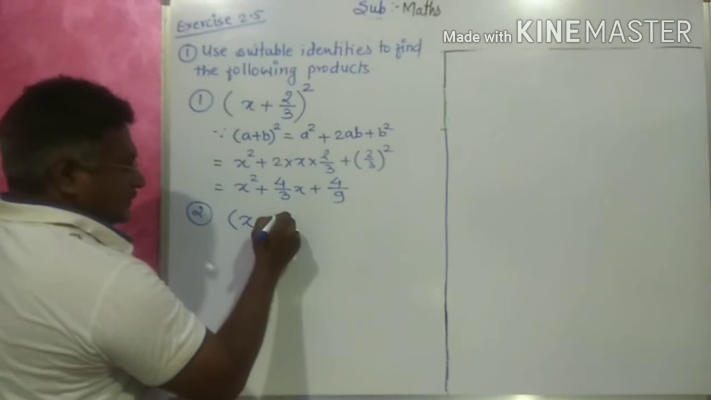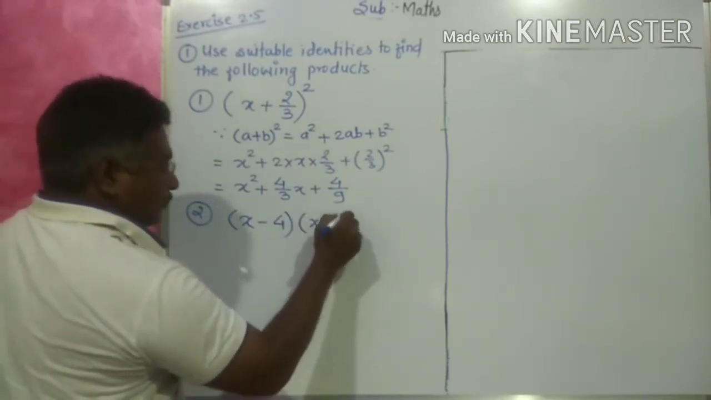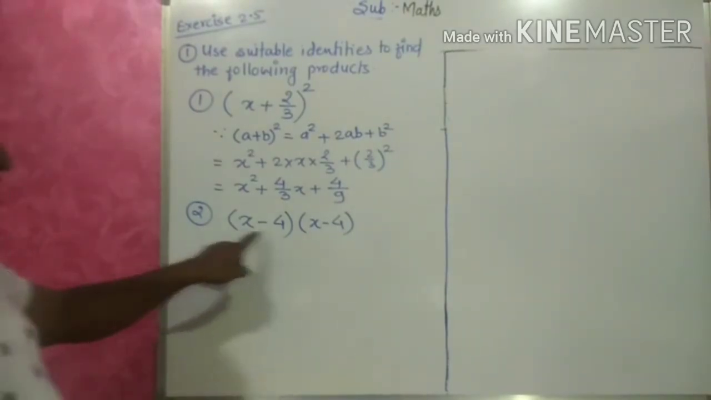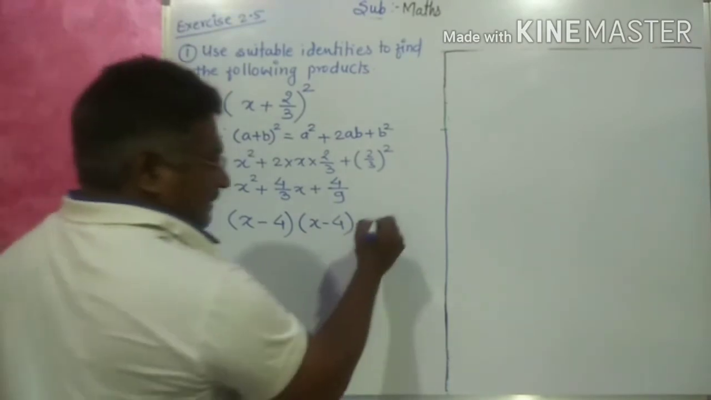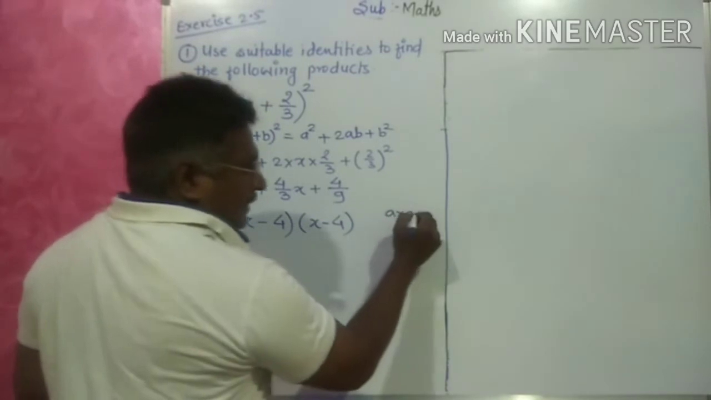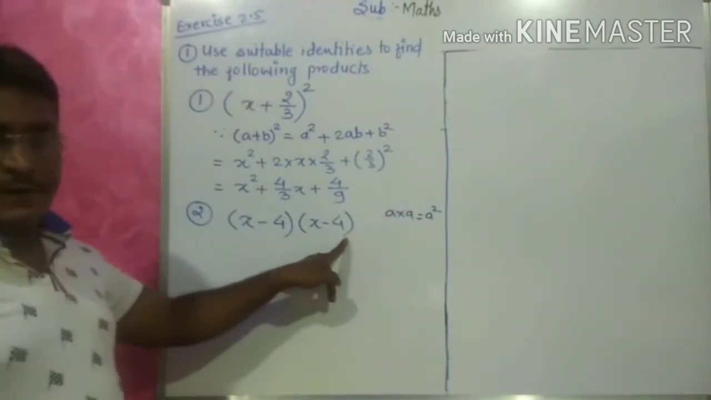x minus 4 into x minus 4. This is given. So this term came 2 times, the same term like this. A into A, how are we writing? A square. So the same term is repeating 2 times.